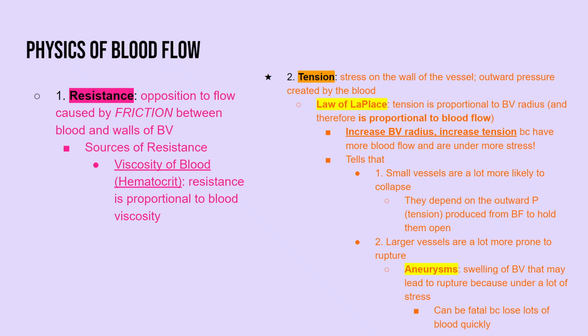So this slide I did not completely finish, but there are two major terms to be familiar with in regard to the physics of blood flow: the difference between resistance and tension. Resistance is just opposition to flow caused by friction, whereas tension is stress on the wall, or outward pressure created by the blood. I did not finish this slide, and I can finish it. And if you want, you can also access this information in my notes.